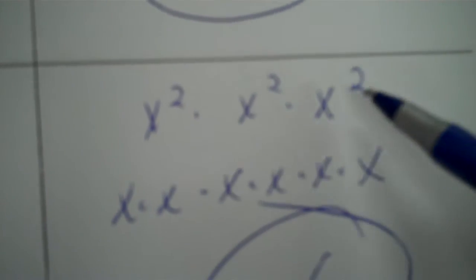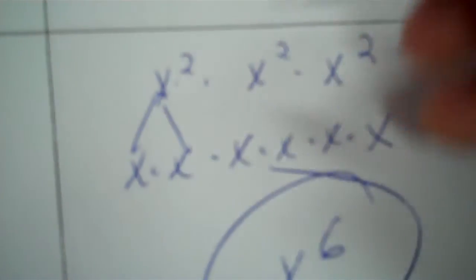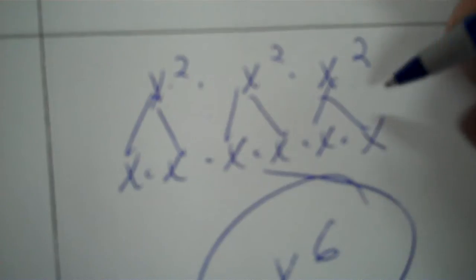And why can you do that? Well, x second to the third would be x second, x second, x second, and then all the x seconds go to x times x, x times x, x times x. You don't need to write all this stuff on the side.